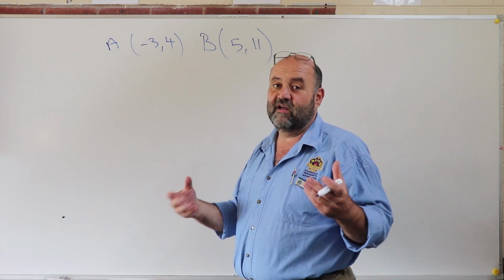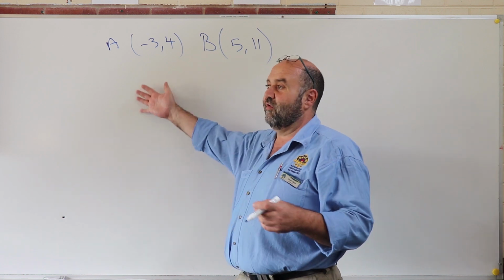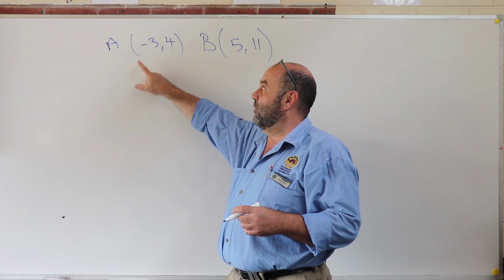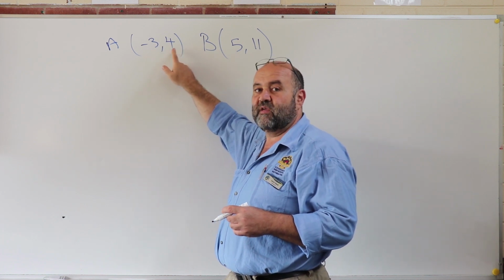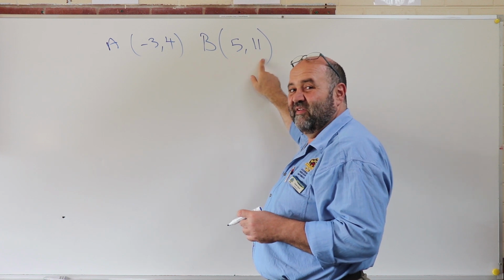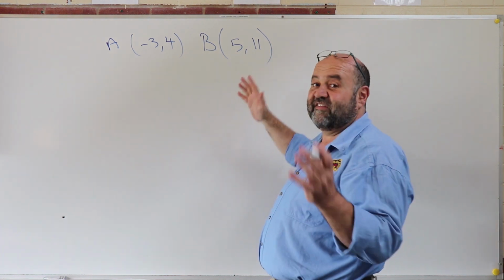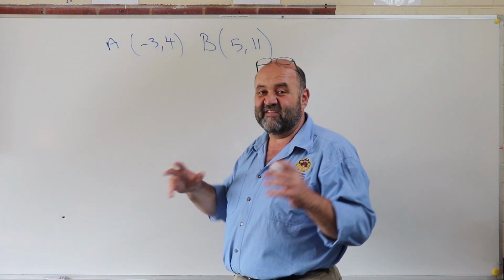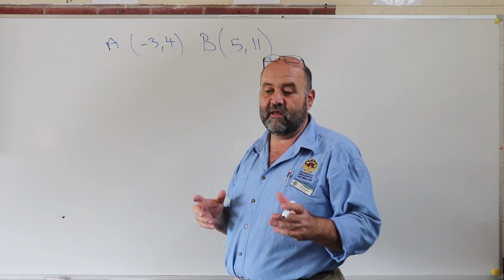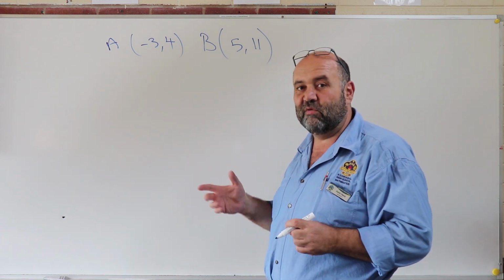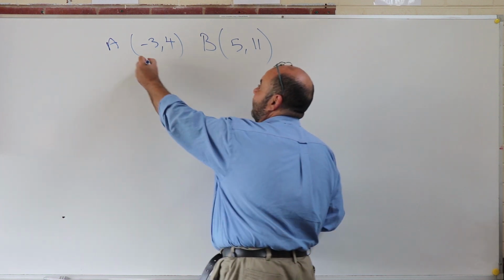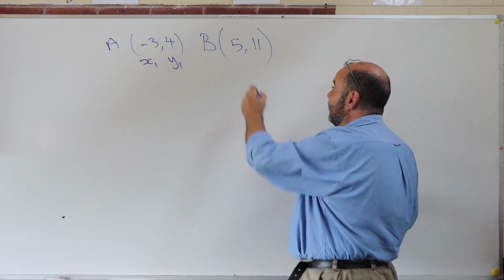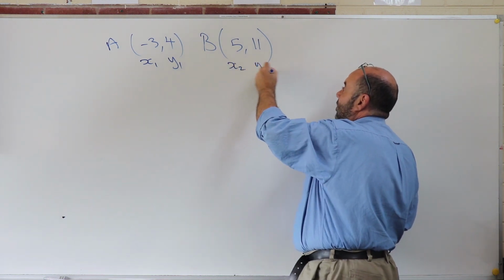It doesn't matter which one I call my first or my second, so long as when I say this is my first, I make that my first x and my first y, and this is my second, that's my second x, that's my second y. I could just as easily say that's my first x, first y, second x, second y. It doesn't matter what order I pick these in. So the first thing I do is label the coordinates of these points. I call that x1, y1, and I call this guy x2, y2.